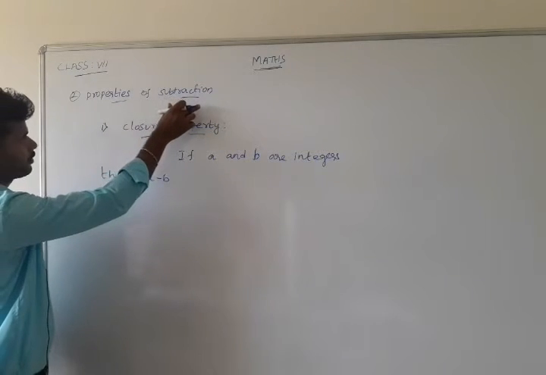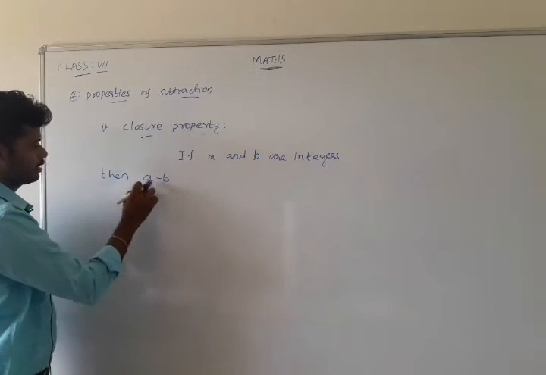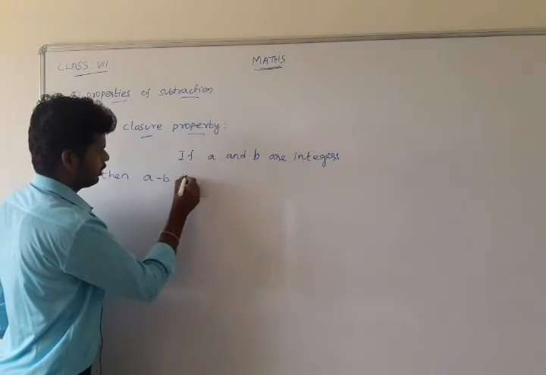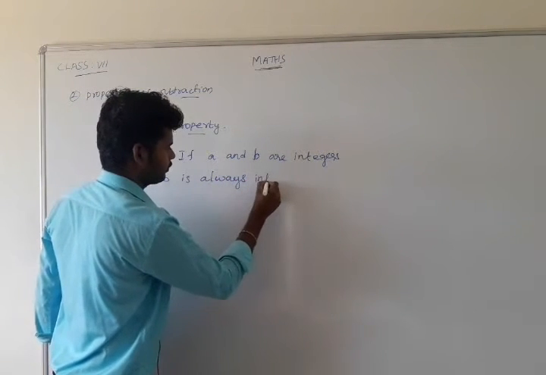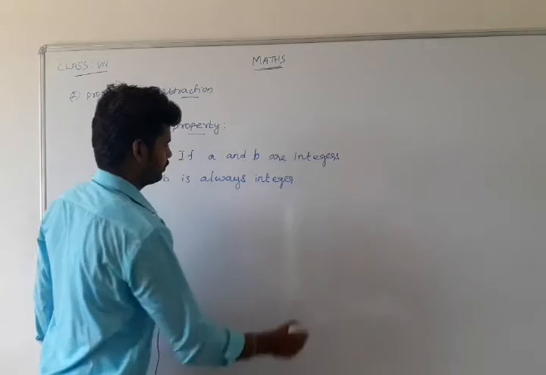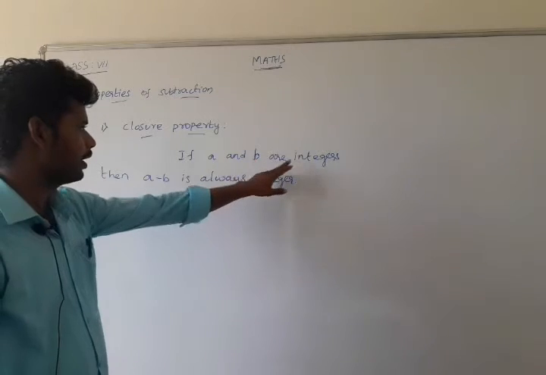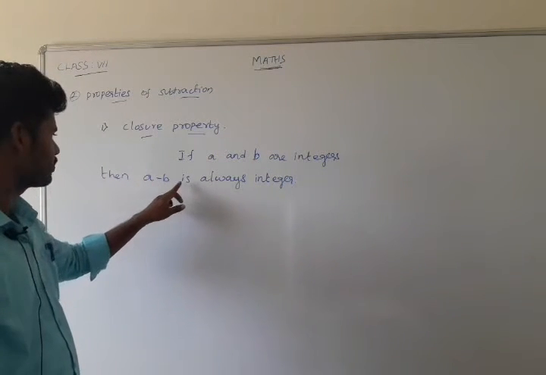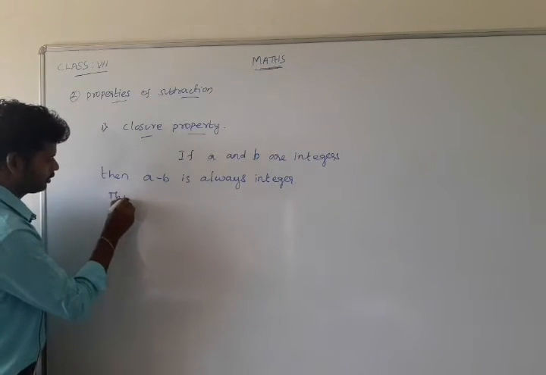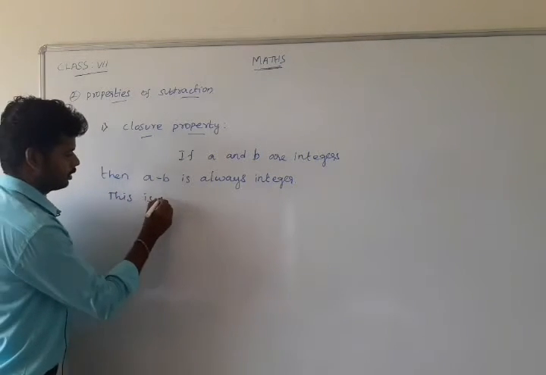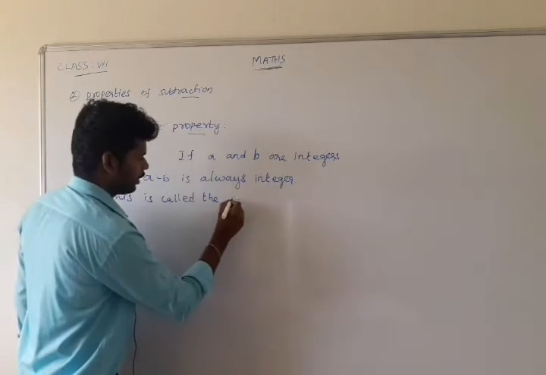In the properties of addition, plus comes; here, in the properties of subtraction, minus comes. If A and B are integers, then A minus B is always an integer. This is called the closure property.